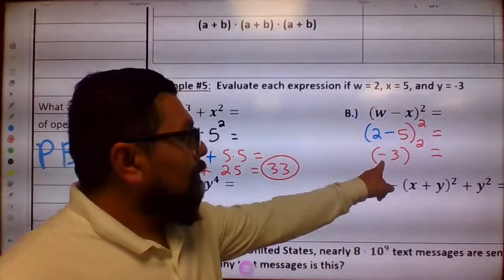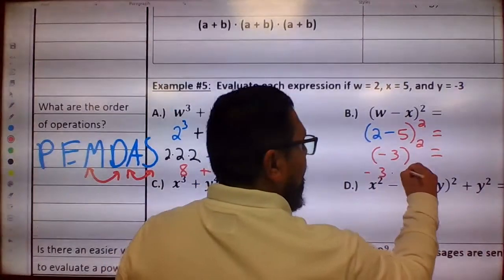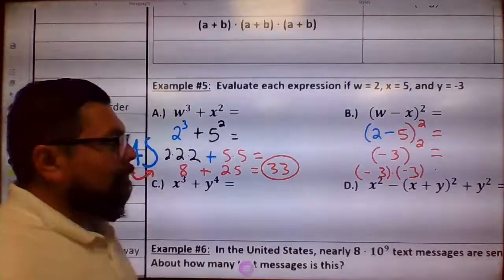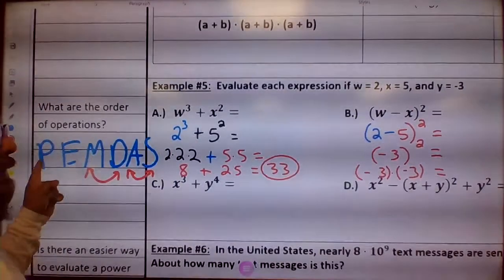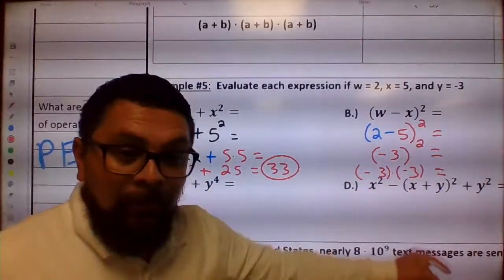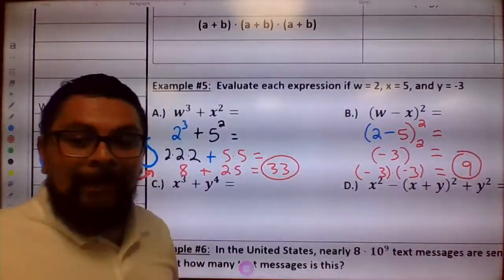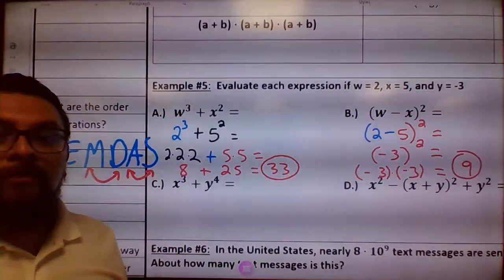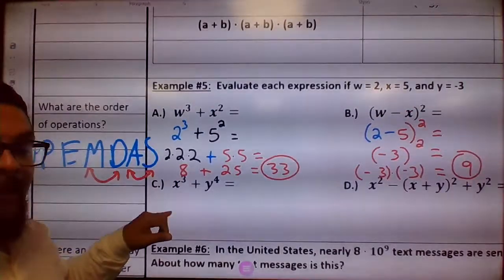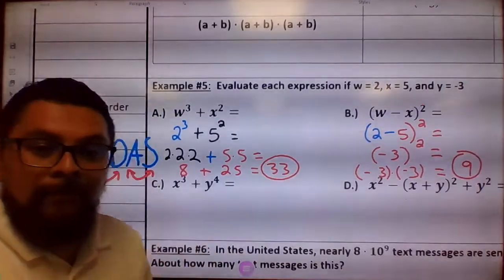Okay, and then negative 3 squared is negative 3 times negative 3. So parentheses, exponents gone, multiplication. So negative 3 times negative 3 is 9. And that is your answer. All right, so you guys go ahead and try C and try D. Okay? Try C and try D. Go ahead.